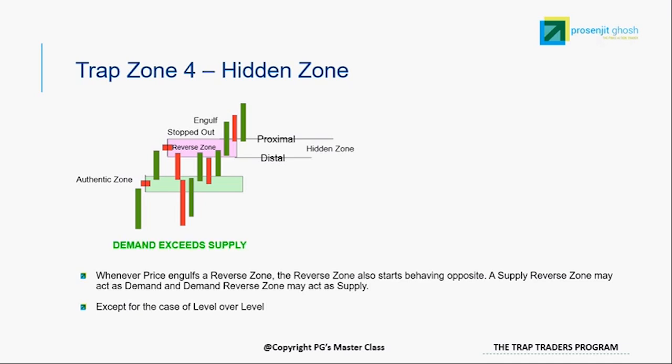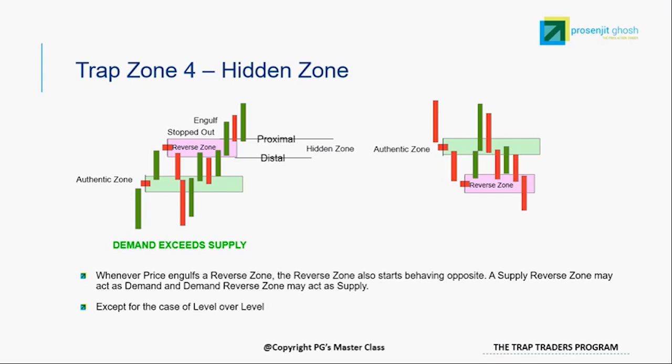Okay. So demand exceeds supply. The same way, our authentic supply got created. Price engulfs the authentic supply, and we know a reverse zone demand got created. Then price comes back to the reverse zone, gives its reaction, and then somehow the reverse zone got engulfed. Once it got stopped and engulfed, we know there is no level over level, I mean, level below level. So the reverse zone will act as a hidden zone. I will mark my proximal line and distal line, and I'm going to trade this hidden zone. A beautiful trade will happen.